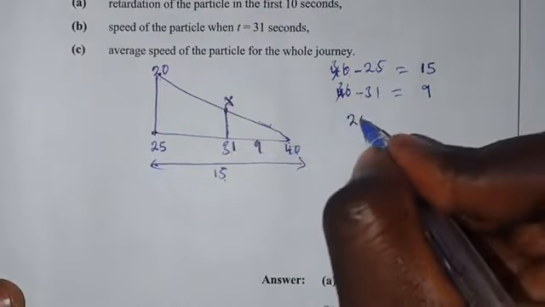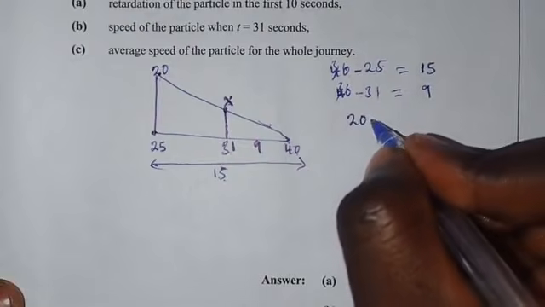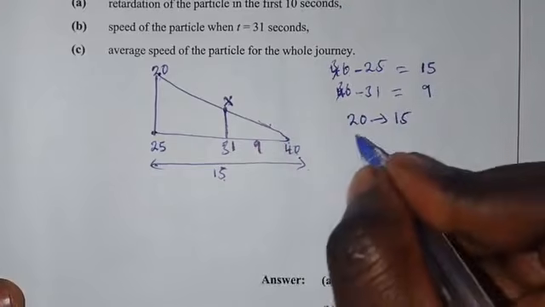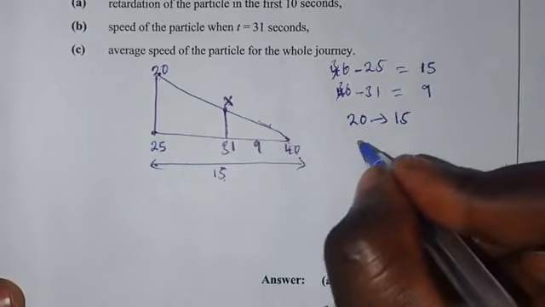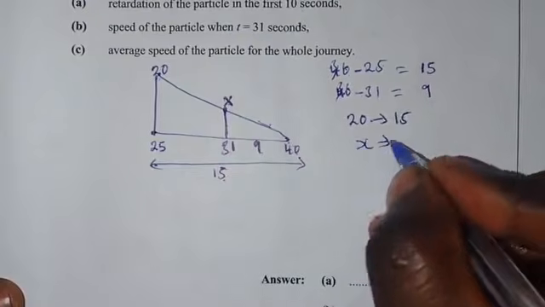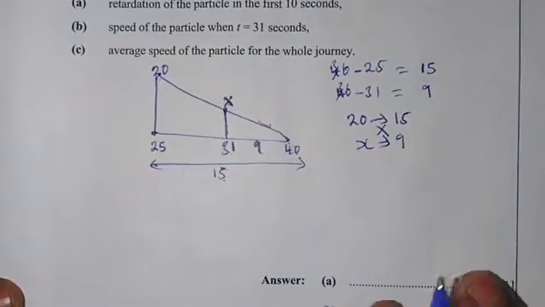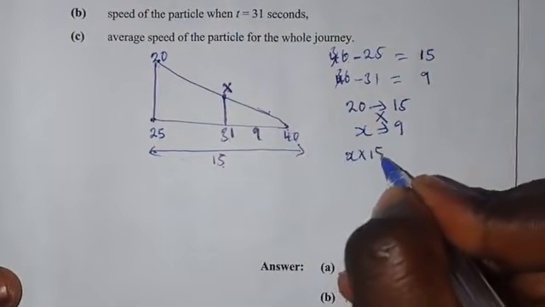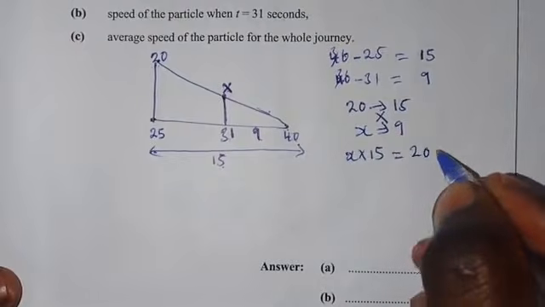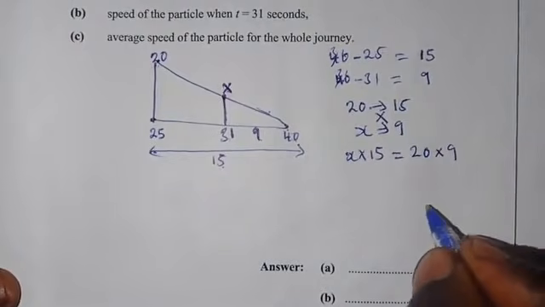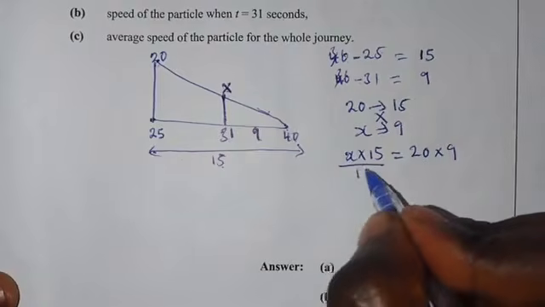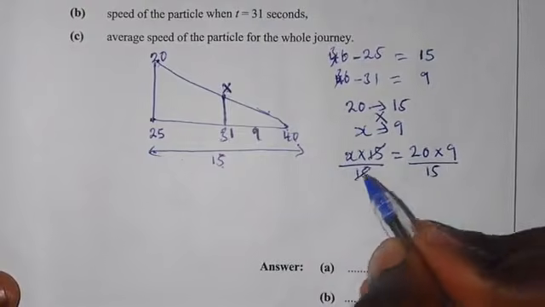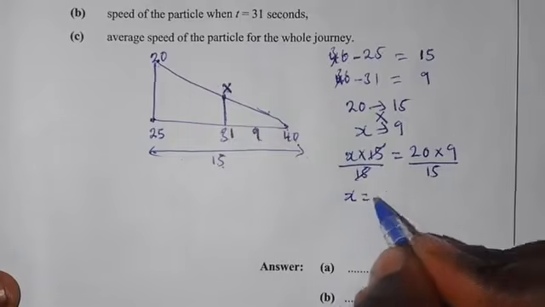So we normally say 20, we equate this to the bigger length, which is this 15 right here. Then we get this x, we equate to the smaller length, which is a 9. Then we cross multiply. So we are going to have x times 15 is equal to 20 times 9. So we divide by 15 because we want to find x. Divide by 15. So this and this will cancel. Remain with x is equal to.